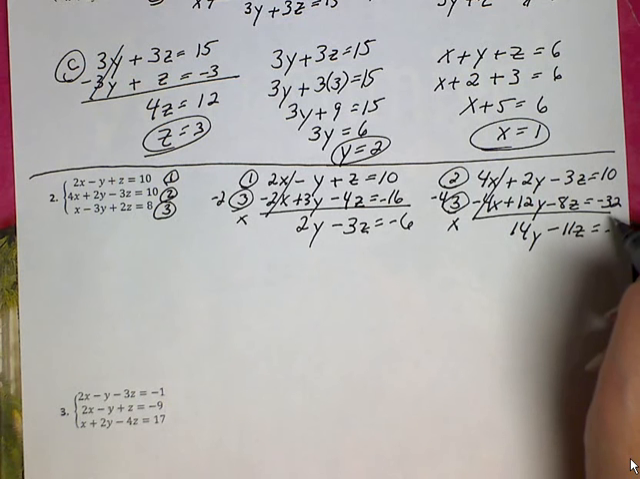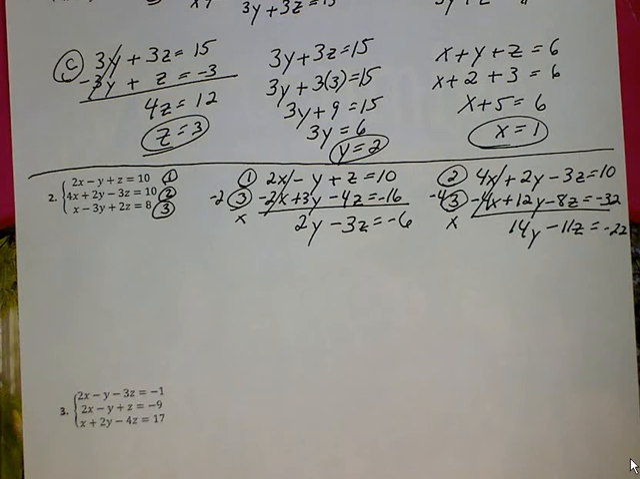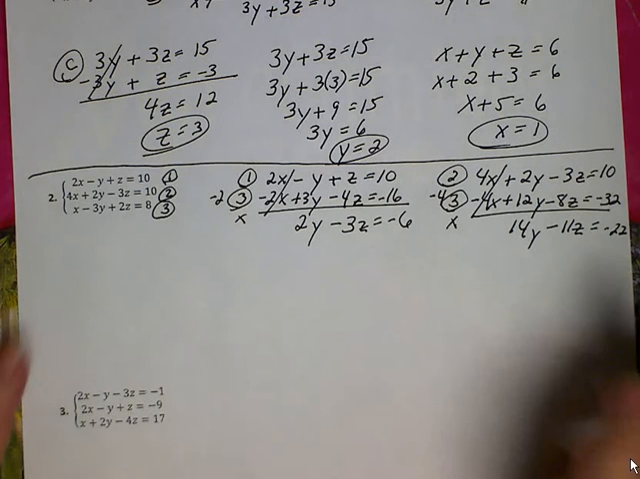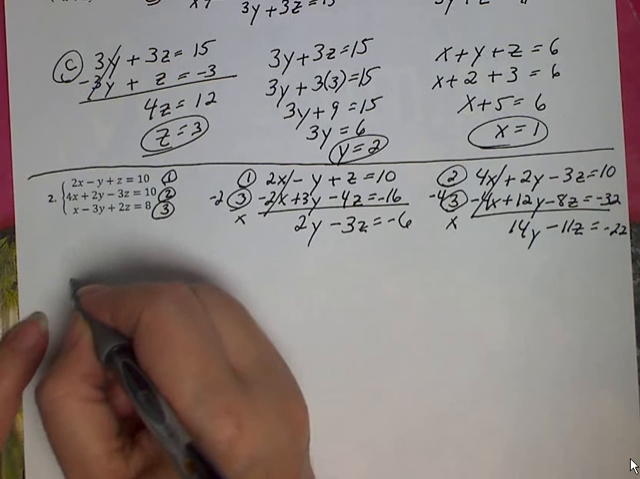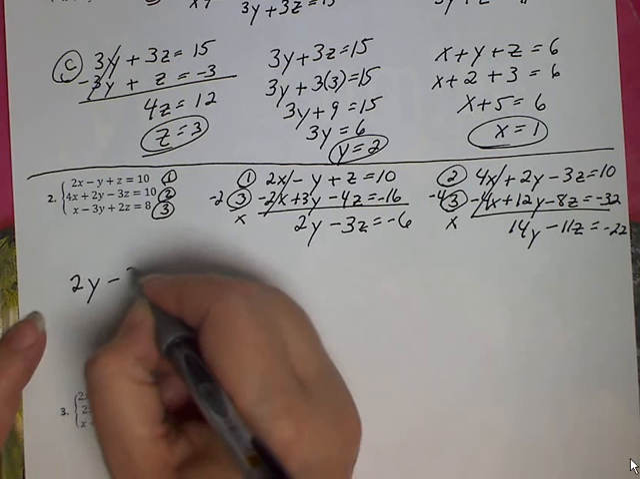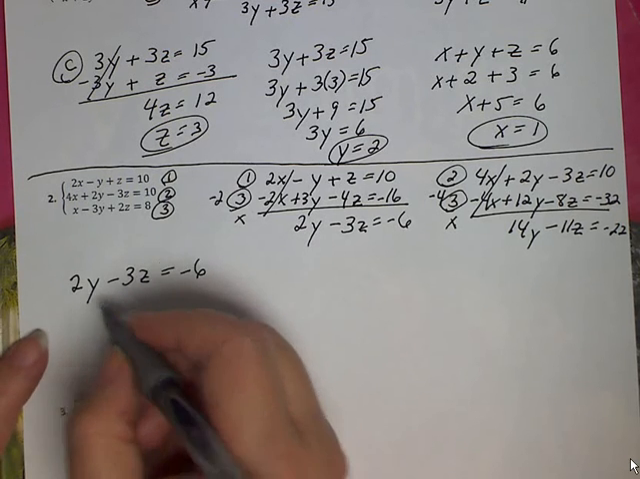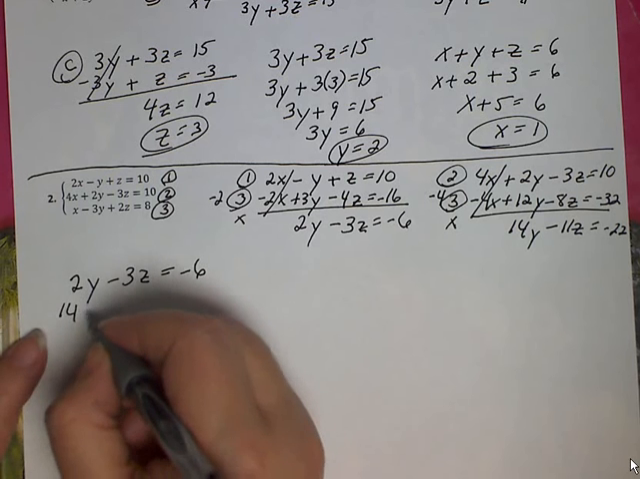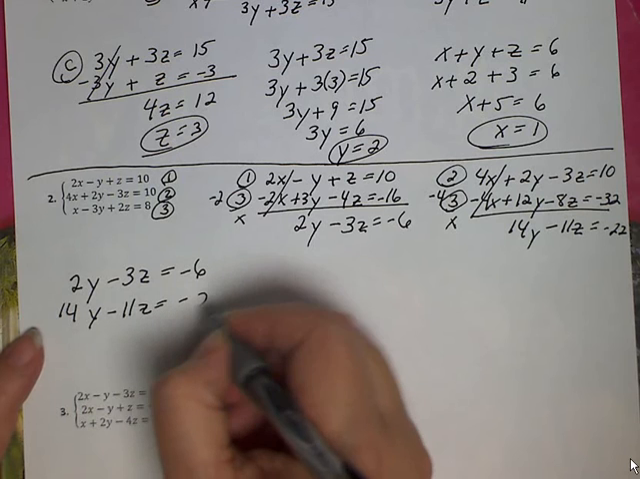Negative 32 plus 10, 22, negative 22. All right. So if I have my things, let's line them up and look at them. So we have 2y minus 3z is equal to a negative 6. And 14y minus 11z is equal to a negative 22.